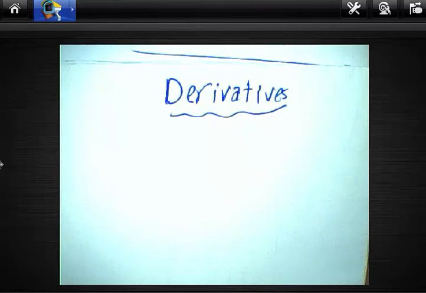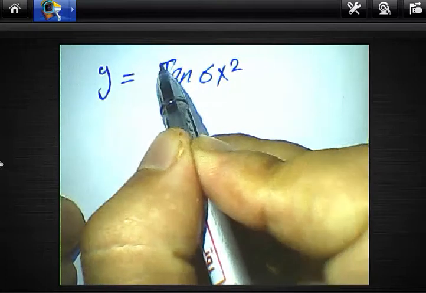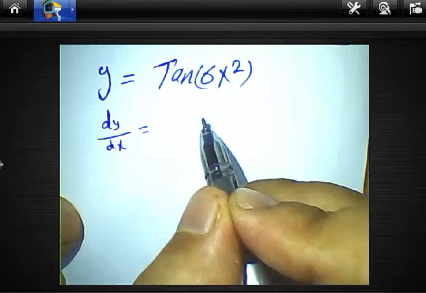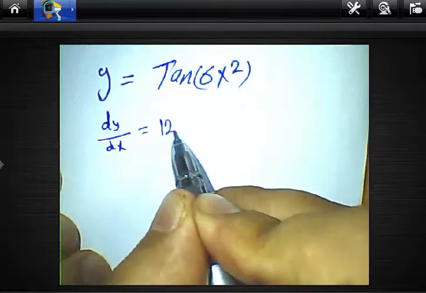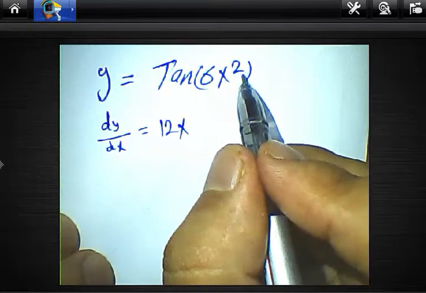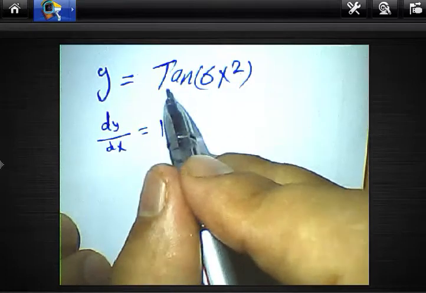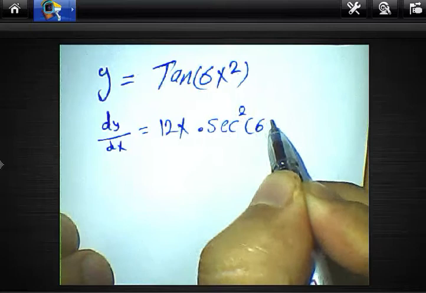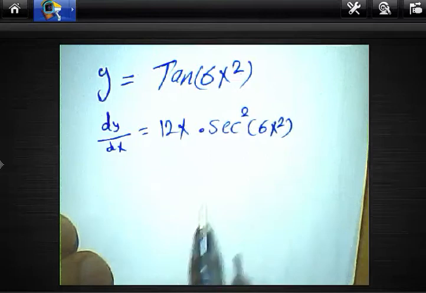In this video we'll complete our question about derivatives. Look at this example. What about y equal tan 6x power 2? We want to find dy over dx about this function. We know the derivative about this angle here equal 2 multiply 6 equal 12x. We can drop the power here and subtract 1 from this power. And then we can find the derivative about tan 6x power 2. Tan will be sec power 2, sec power 2, 6x power 2. The derivative about tan will be sec power 2 angle, and the derivative about the angle will be 12x.